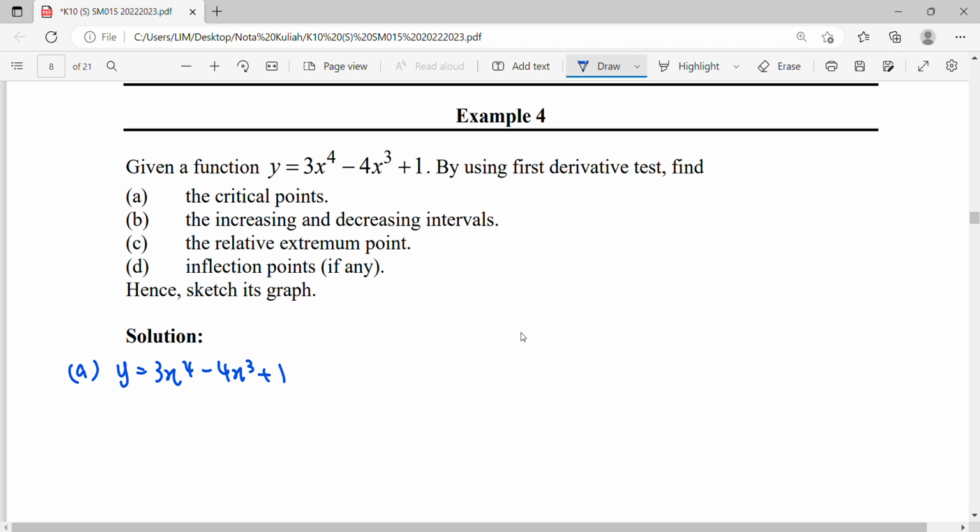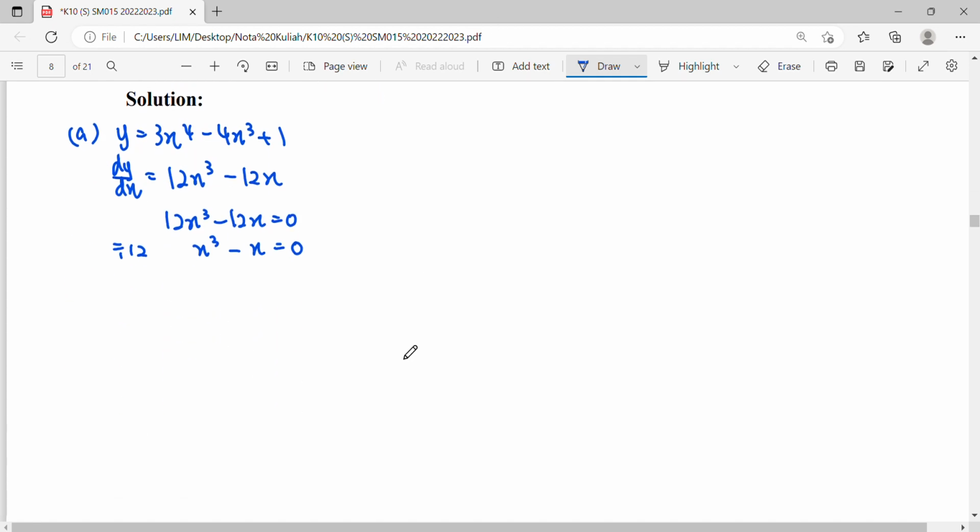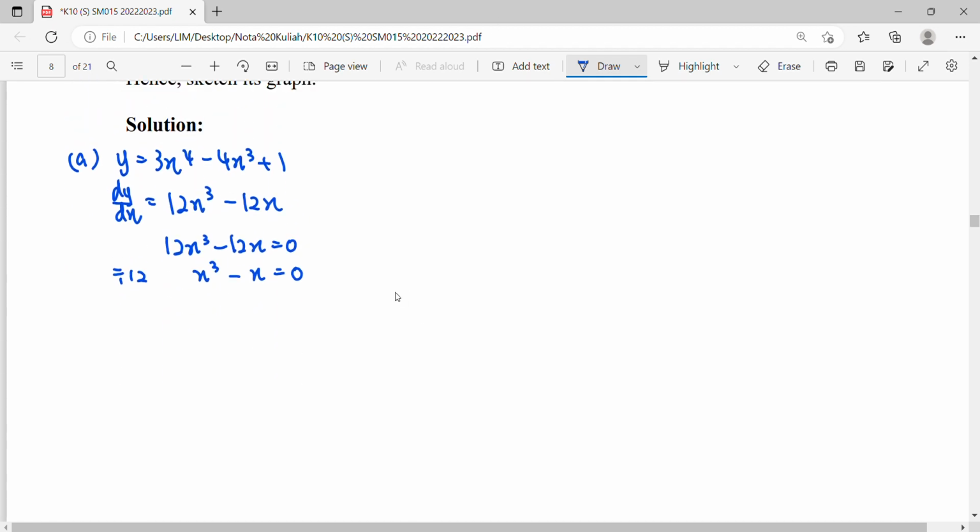So you're going to find your critical point. Find its first derivative, differentiate. Then let it equal to 0. Then you can simplify your 12. So x cubed minus x. Simplify it. Factorize your x. x squared here, so we can factorize x squared.